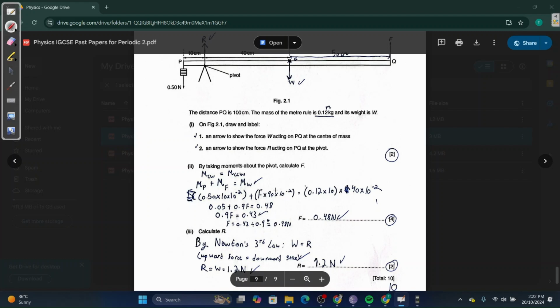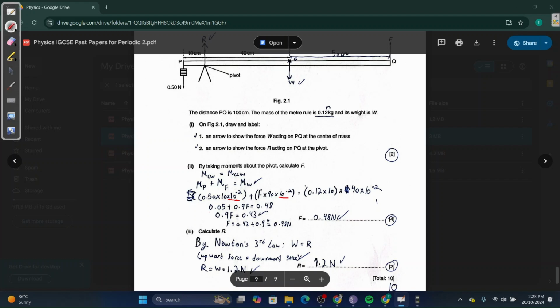So these two are just the moments. I just expanded. Now why did I put times 10 to the power of negative 2 for each of them? It was given in centimeters. We want to change it to meters to get it in newton meters. It doesn't matter though, because in the end it will cancel out, but it's better to put it in meters.